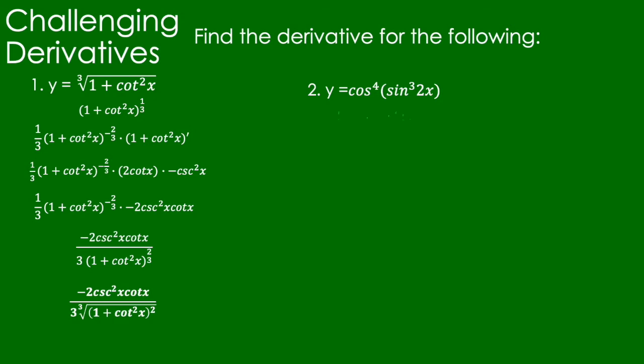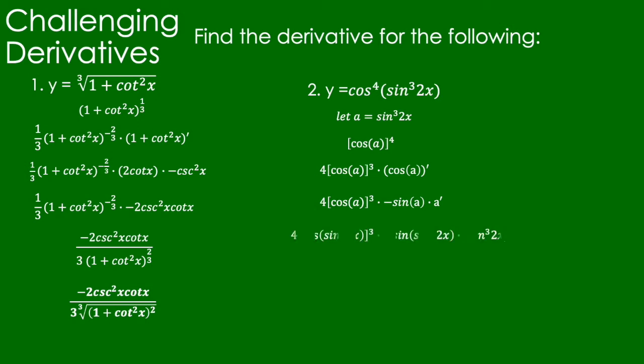For number 2, we want to take the derivative of this function. To make it a little easier, we will let a be sine cubed of 2x, so that the derivative is just cosine of a to the power of 4. We apply chain rule in this one again. Remember, we need to multiply times the derivative of the inner, which is cosine of a in this case. And then cosine of a's derivative is negative sine a times a prime because of chain rule.